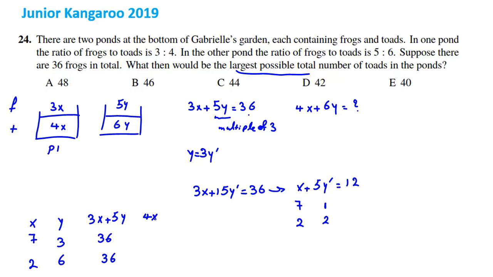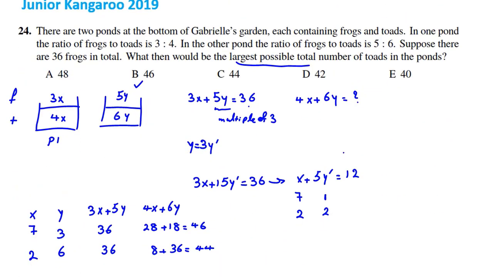Now let's consider 4x plus 6y. 4 times x, 28, plus 6 times y, 18, which is 46. And this one is 4 times 2, 8, plus 6 times 6, 36, which is 44. The problem says largest, so we should select 46, and the answer is B.